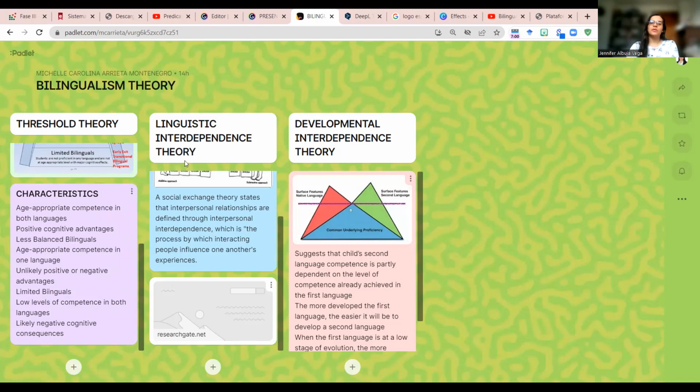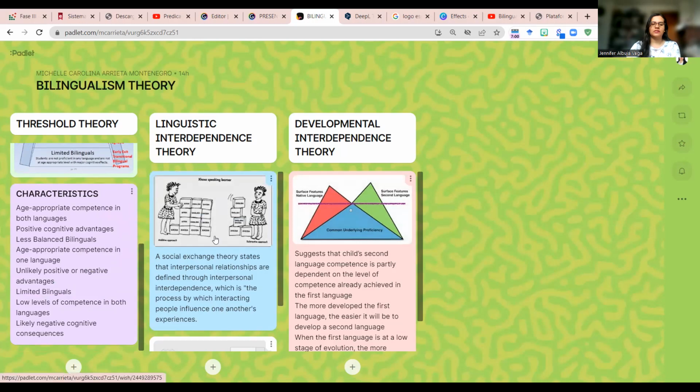Then we have the linguistic interdependence theory, in which we can cite that a social exchange theory states that interpersonal relationships are defined through interpersonal interdependence. As you can see, this linguistic theory talks more about how bilingualism is developed in a social context.